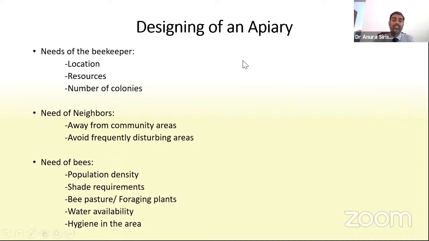Okay, thank you. Then the designing of an apiary. When we want to design an apiary, it's a place where we keep bees under scientific management in order to harvest pollen or honey or royal jelly or whatever. A collection of bee colonies in a particular place is what we consider an apiary. There are different aspects that we have to consider.